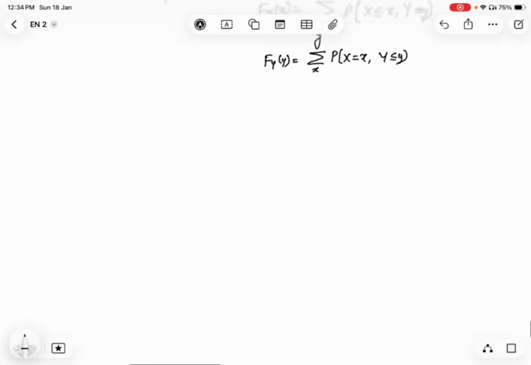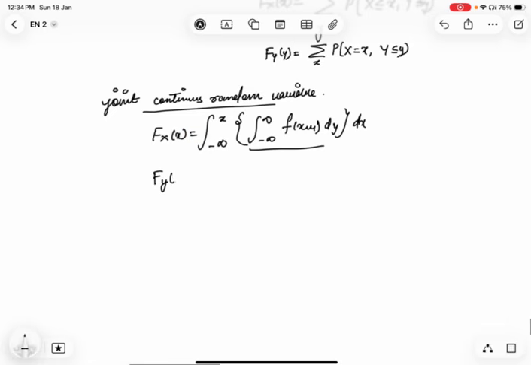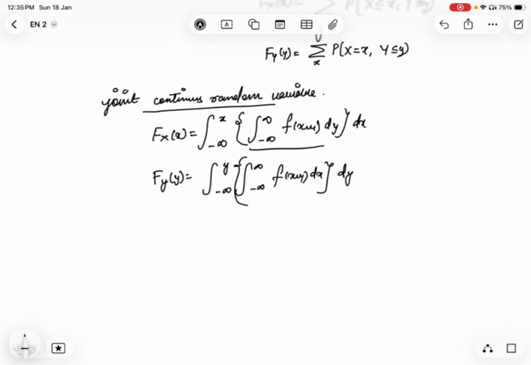Now, in the case of joint continuous random variables, Fx is written as the integral of x from minus infinity, and inside the bracket the integral of y from minus infinity to infinity. See, when we have to integrate with y, we have to take both the infinities, minus infinity to infinity. And similarly for y, put the bracket, f(x,y) dx dy. So this is the marginal of Fx and Fy.